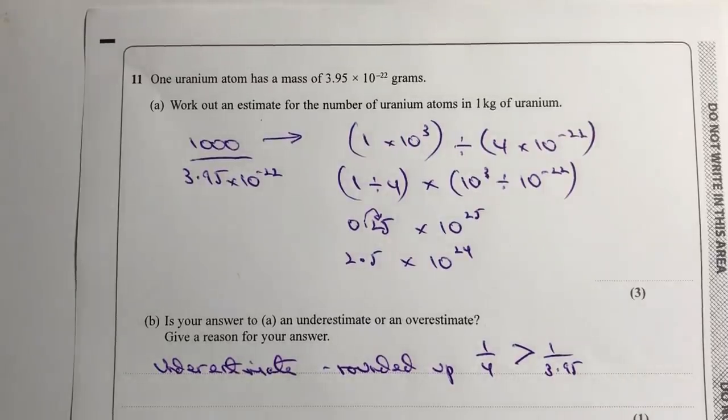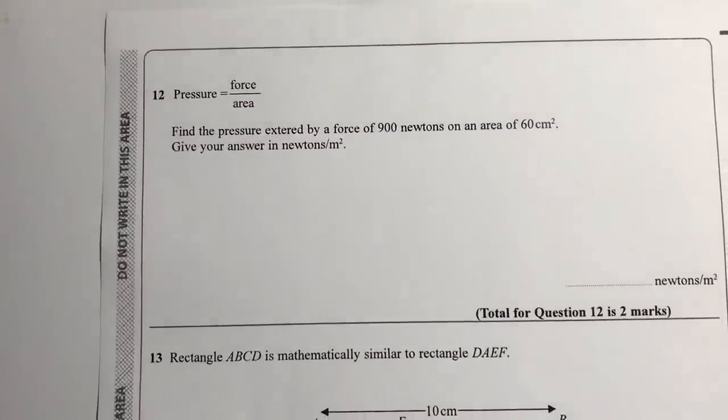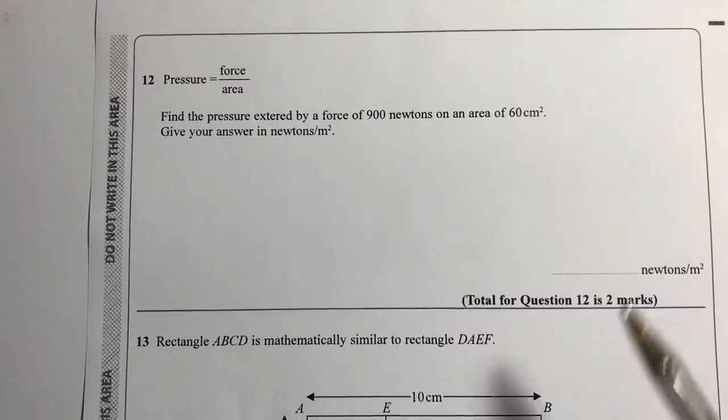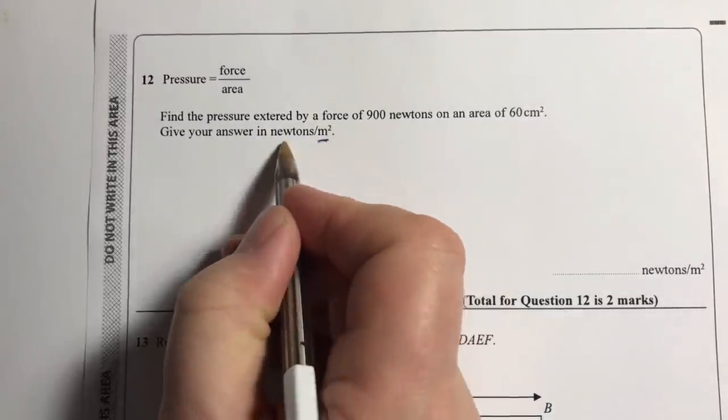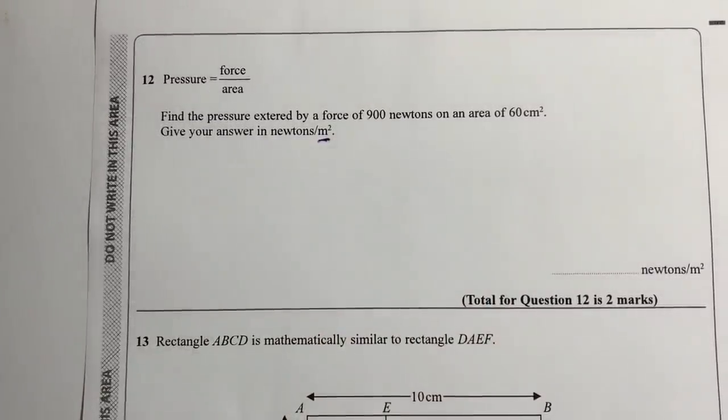Let's look at question 12. Now, question 12 is a little bit trickier. I thought when I first looked at this question it was going to be fairly straightforward, but they've been a little bit sneaky with us because what they've done is they've given us an area of 60 centimetres squared. Okay, we're going to look at that for a moment. We're being asked to find the pressure exerted by a force of 900 newtons on an area of 60 centimetres squared, but you need to give your answer in newtons per metre squared, and that's where it becomes a little bit more difficult. So let's just have a look at that for a moment.